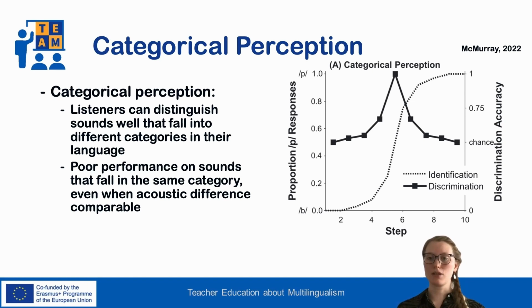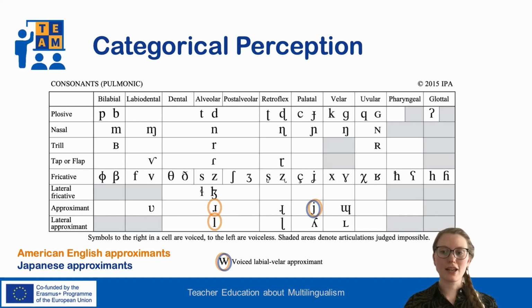And at the boundary of these two categories, it was much easier for the participants to hear the difference between two sounds than when both of these sounds were in the p category or in the b category, even though the acoustic differences were the same. We will now take a look at an example of this categorical perception.